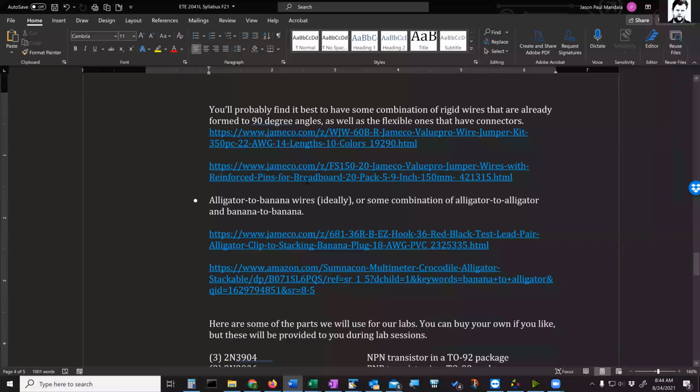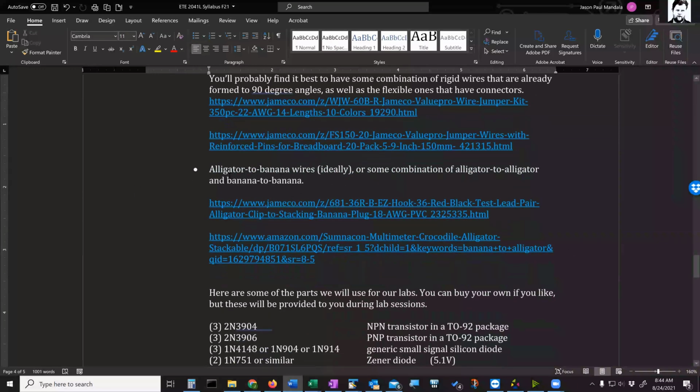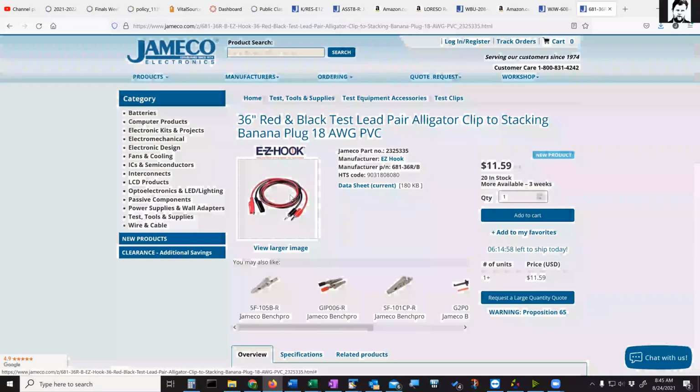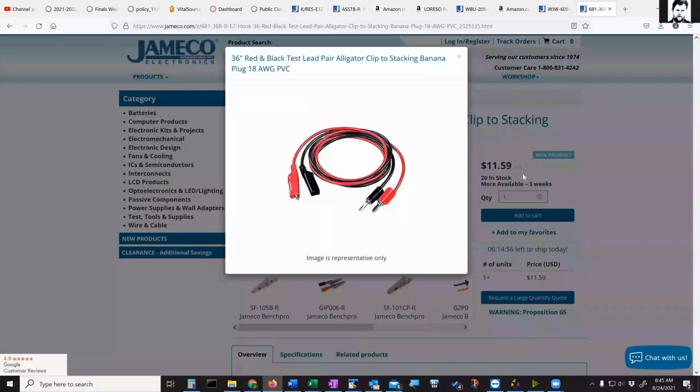All right, I think the last thing here is the alligator to banana wires. These are typically quite expensive. Sometimes these can be like $5-10 for one wire. It's ridiculous, I know, but those can be quite expensive. So this one is $11. Oh, this one's $11 for a pair, I guess. Yeah, two wires, so that's roughly $5 each.